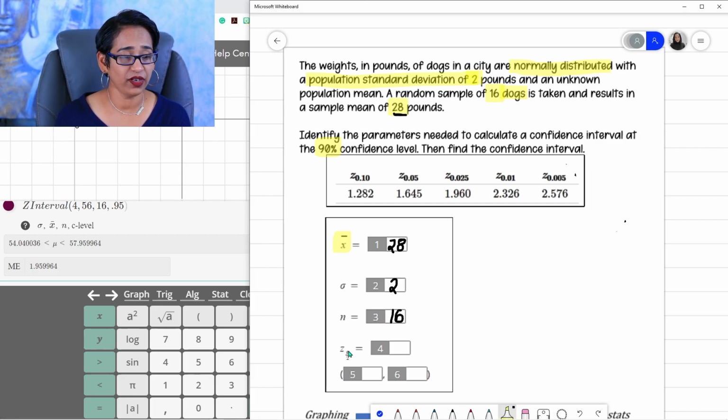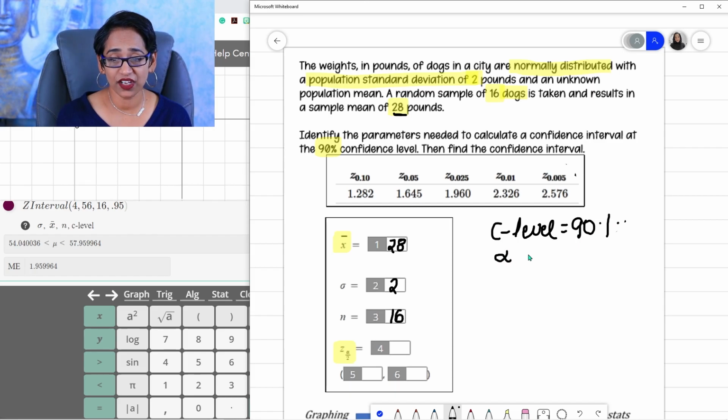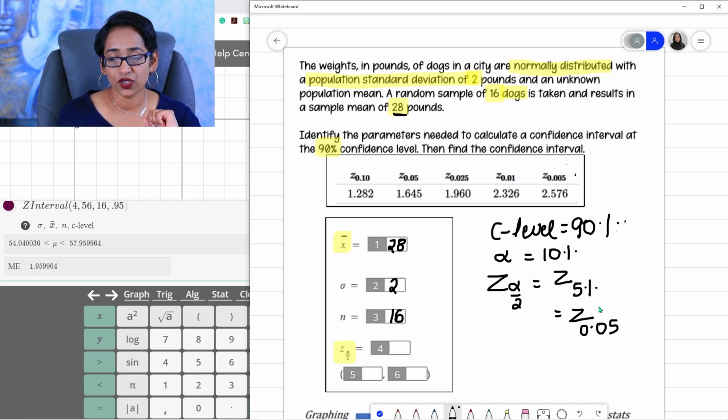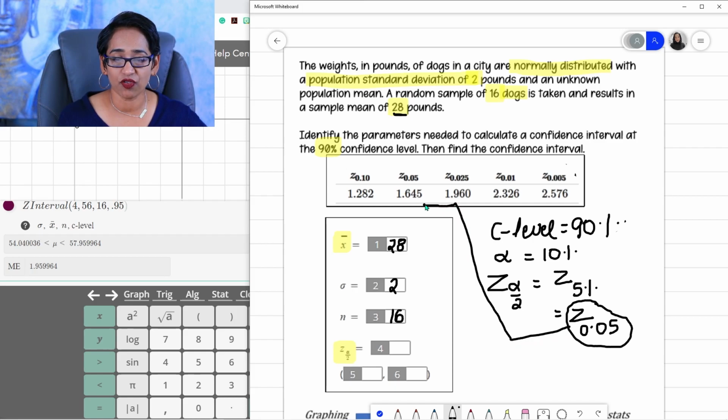Next one is Z alpha. What that means is, let me start with my confidence level. So my confidence level is 90%. So my alpha, my significance level, is 10%. And we're going to talk about left tail, right tail, and two tail as we progress into the course. But as of now, we are trying to find the z-score of alpha over 2. What that means is 10% over 2 is 5%. 5% in decimal is 0.05. So alpha 0.05 is right here.